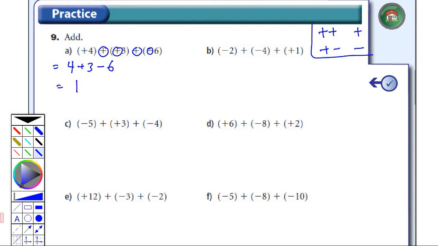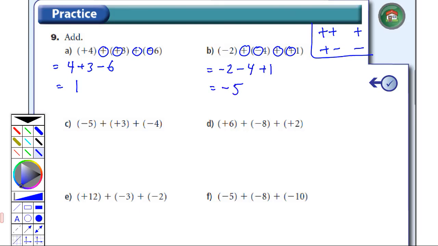Look at B. We have minus 2. Then we have plus minus, so that's minus 4. Then we have plus plus, so it's plus 1. So minus 2, subtract another 4 from the 2, and then add 1. So if I was on my number line, I'm at minus 2, I'm going 4 lower, that'll bring me to minus 6, and I'm going to add 1, that'll leave me at minus 5.